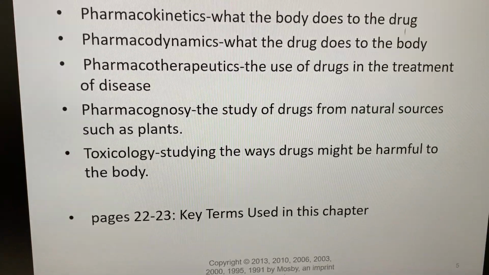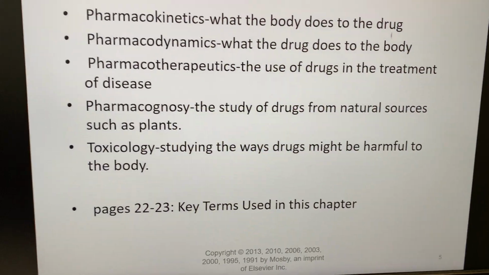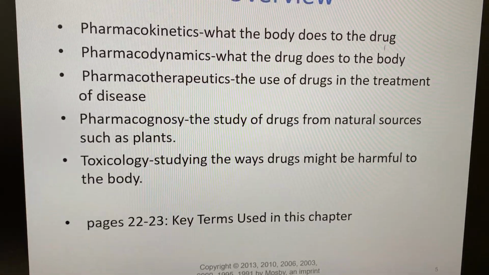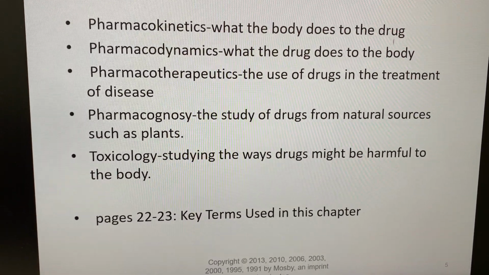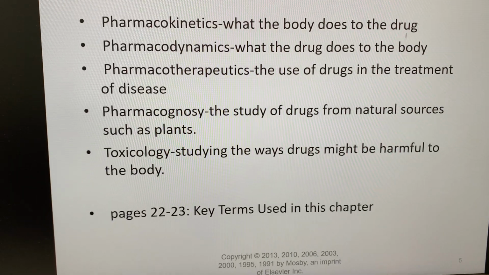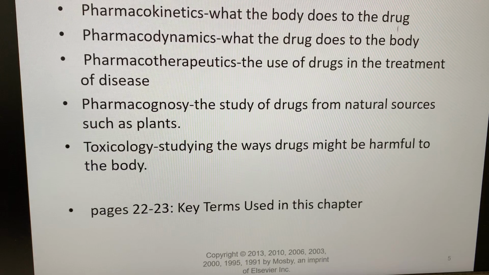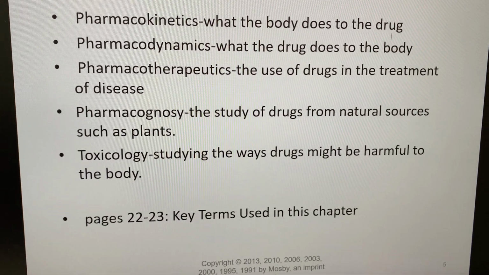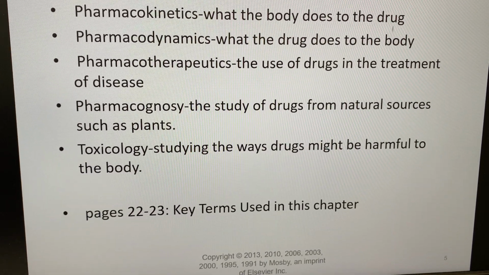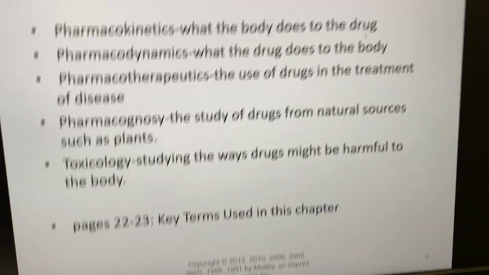On the other hand, pharmacodynamics is what the drug does to the body. And here you can think of dynamics, drug acting on the body. Pharmacotherapeutics is kind of a general term for using drugs in the treatment of disease, whatever type it is.